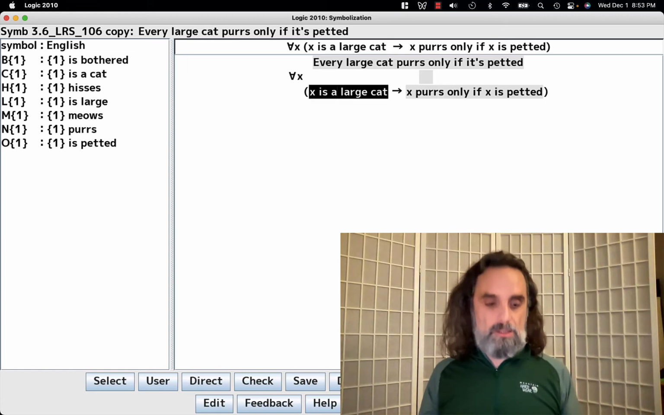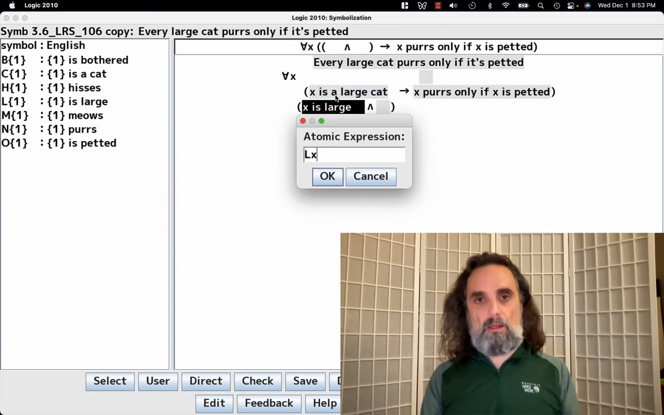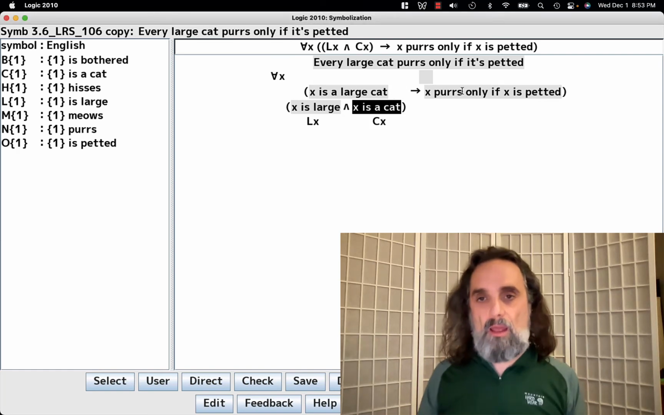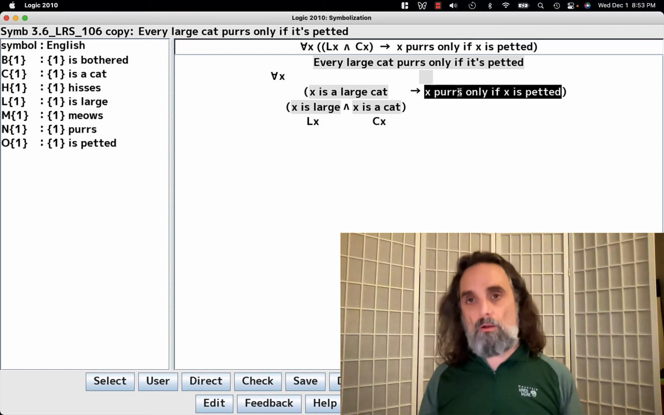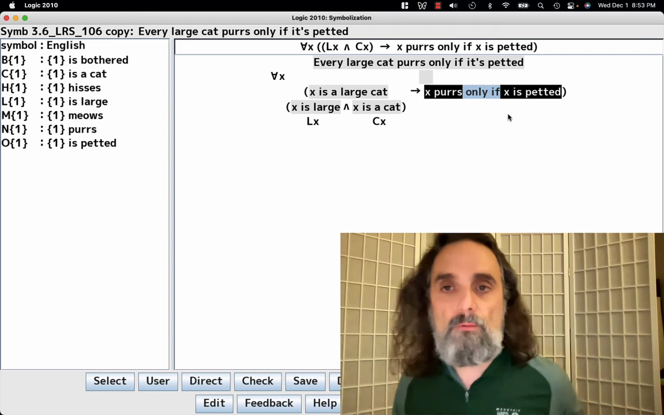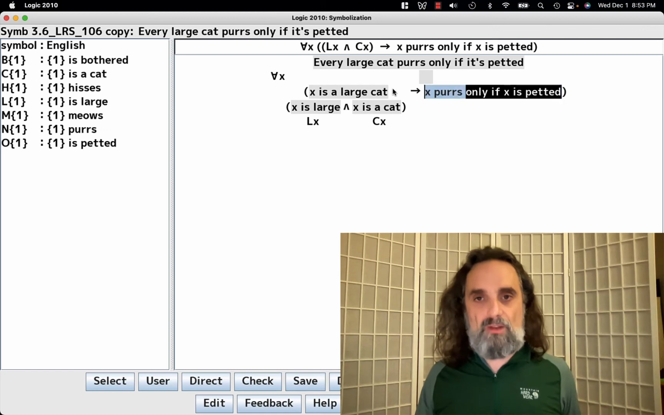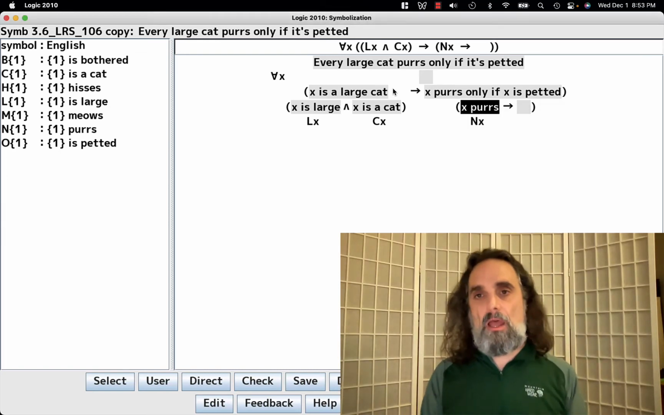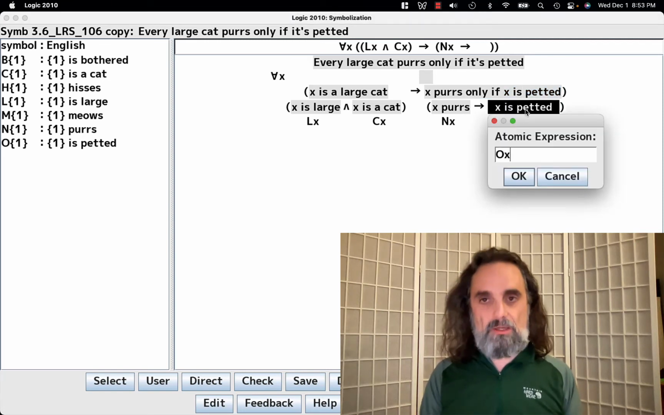Okay. So x is a large cat. Well, that's a conjunction, right, of x is large, Lx, and x is a cat, Cx. And so that's done. And then x purrs only if x is petted. Well, only if gives us a conditional. Whatever comes after the only if is the consequent, and the rest of it is the antecedent. So x purrs goes in the antecedent. Purrs is symbolized as Nx. And then x is petted goes in the consequent, and petted is symbolized as Ox.